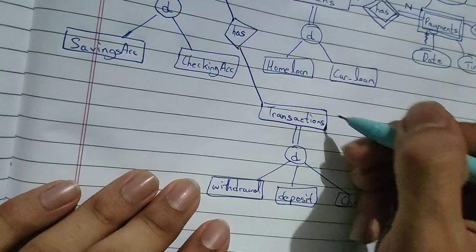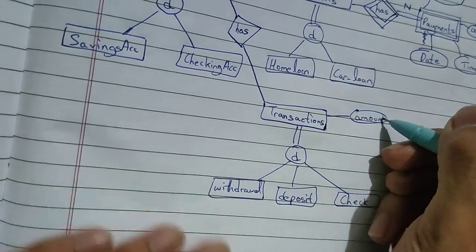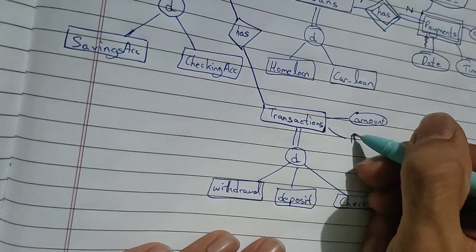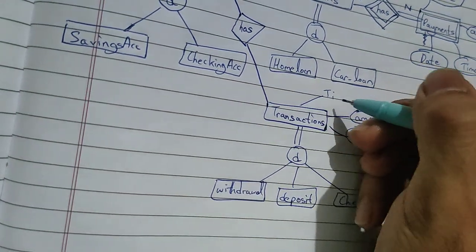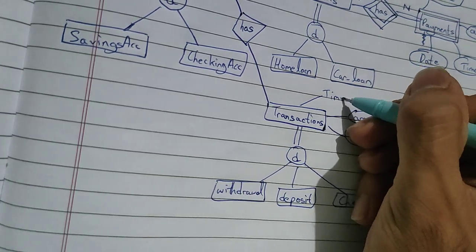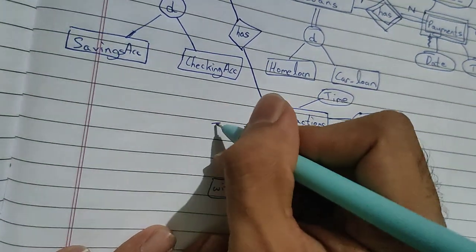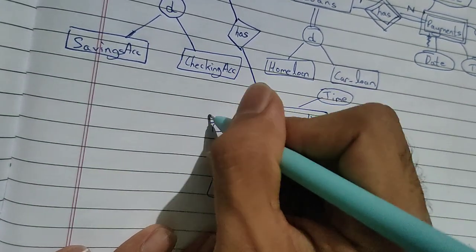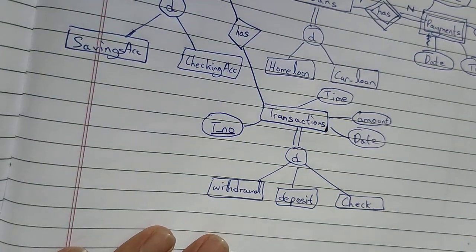And same for this thing, okay? We'll have an amount. Then we'll have a date, like the date of the transaction. And then we'll have the time of the transaction. At what time the transaction took place, okay? So we'll have time attribute. Now the transaction should have its own number, a unique identifying number, no? So we'll just call it transaction number, and since it's the primary key, we can underline it, okay?